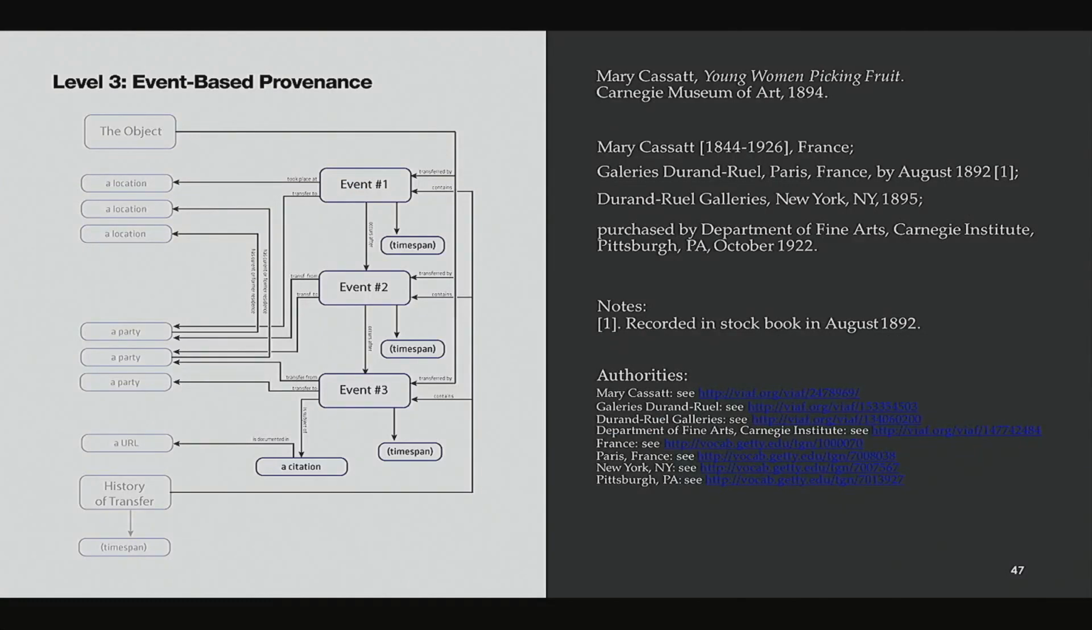And the third level of provenance is event-based provenance, where we now start understanding the text. We start pulling apart the individual events that make up provenance as a history. And we start treating each period of ownership as something that you can work with. And we start interpreting this text to say, these are the events, they have meaning, the parts of it have meaning. We now understand this not as text and not as text that links out to names, but as a description of those events.